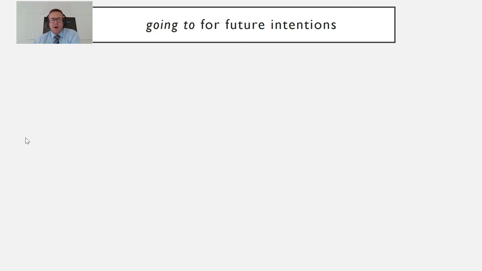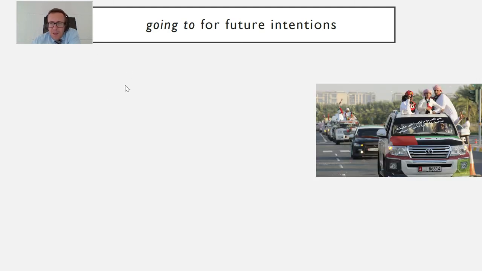The grammar of going to for future intentions. Now, going to is quite an important grammar tense. Lots of people use will for future, but going to is very important too. So I'm going to use National Day as my example. National Day is in the future. And we can say, I am going to decorate the car for National Day. Remember, decorate was when you put special things on it. So people decorate with flags or something like this.